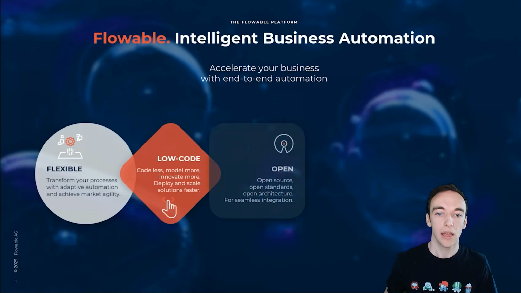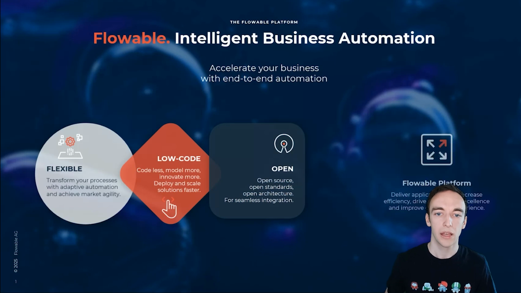And then we really try to support open standards wherever we can, mainly BPMN, CMMN, and DMN, workflow standards used across the globe and in different industries to prevent the lock-in as good as we can. Those three pillars, flexibility, low-code, and openness, together make up the Flowable platform.